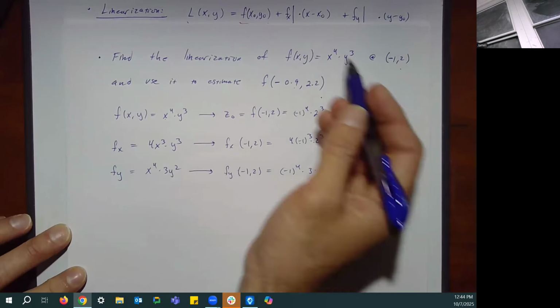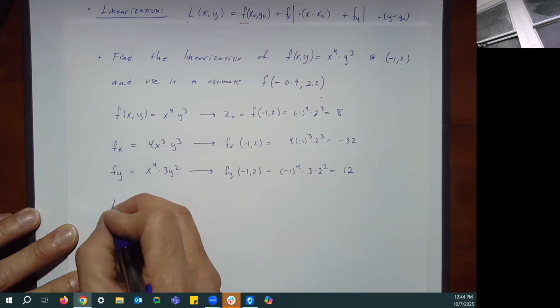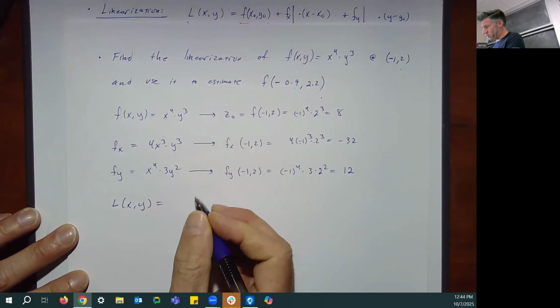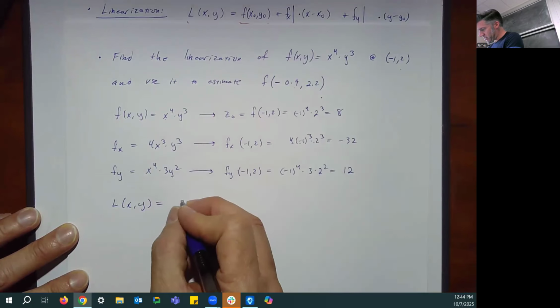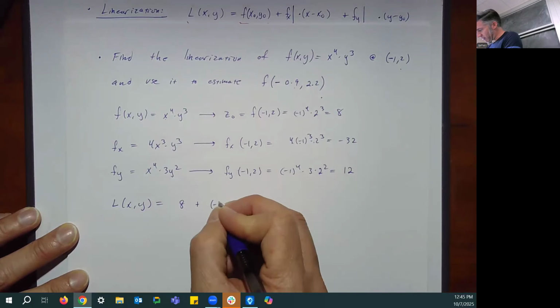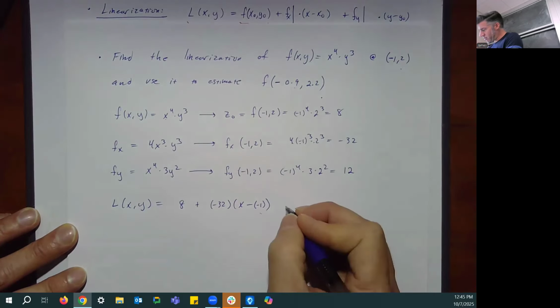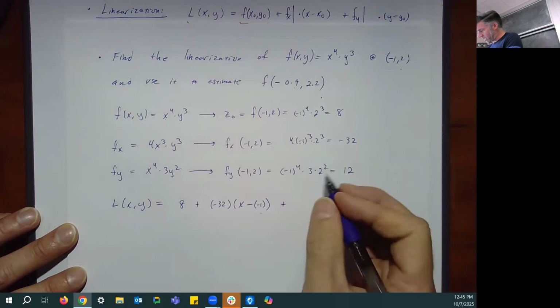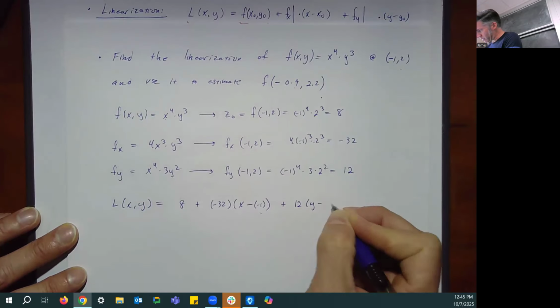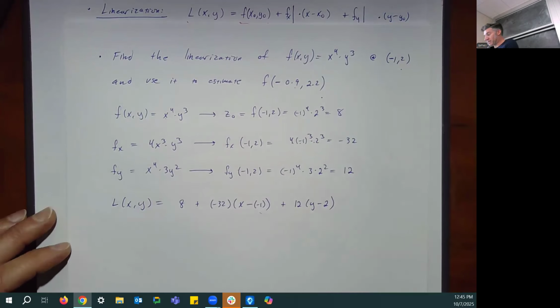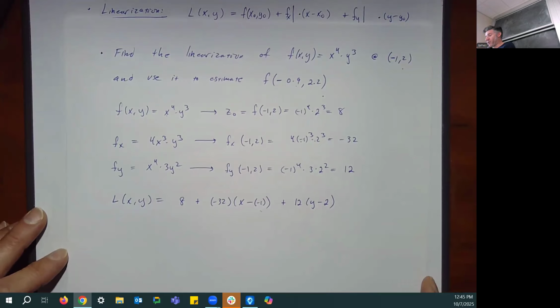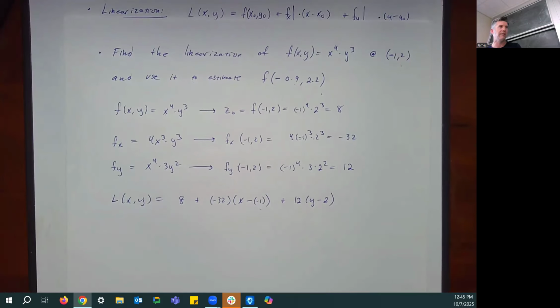All right, so then we just put it all together. We're just going to use this formula and say my linearization of x comma y is equal to my f of x naught y naught, which was 8, plus my fx, which is negative 32, times x minus the x coordinate, which is negative 1, plus my fy, which is positive 12, times y minus the y coordinate, which is y minus 2. And as I mentioned before, it is almost never a good idea to simplify. Okay, there's one simplification you might do. You might rewrite x minus minus 1 as x plus 1. But other than that, you should not distribute the negative 32 or the 12 or do anything really.